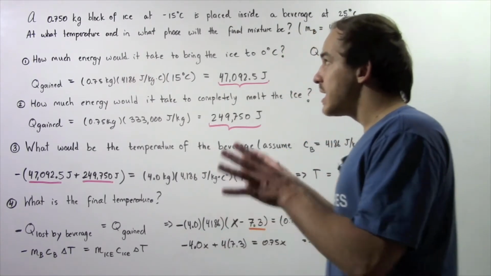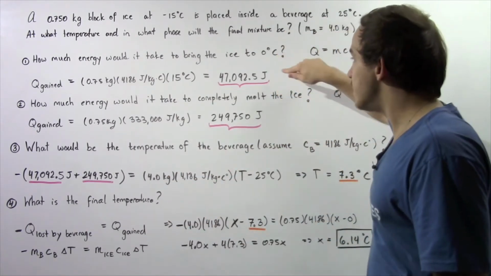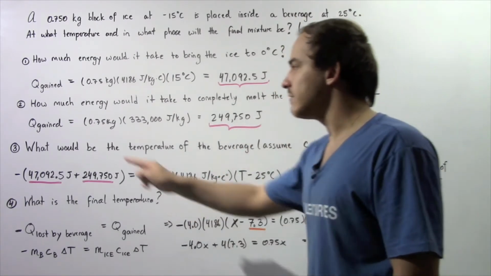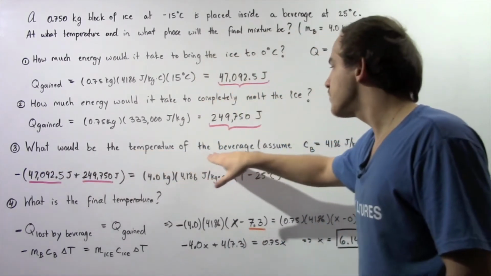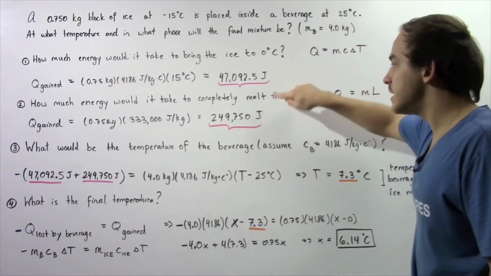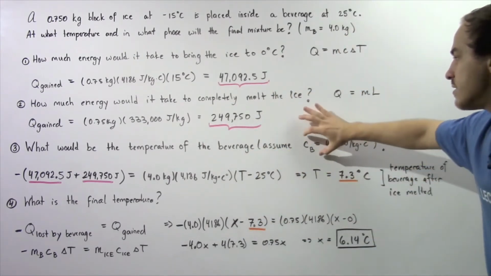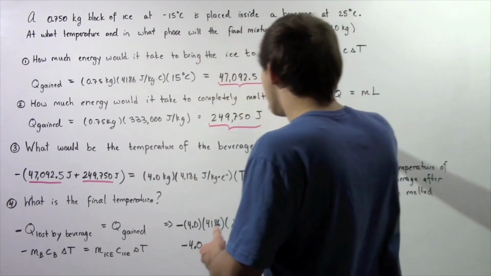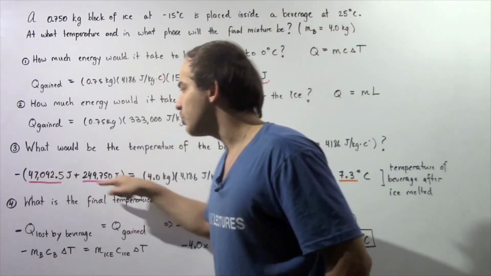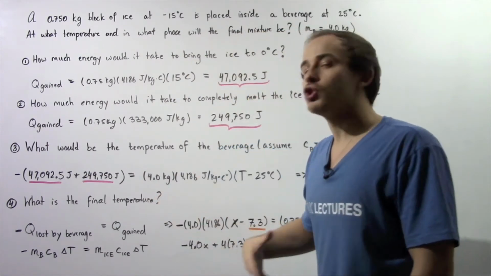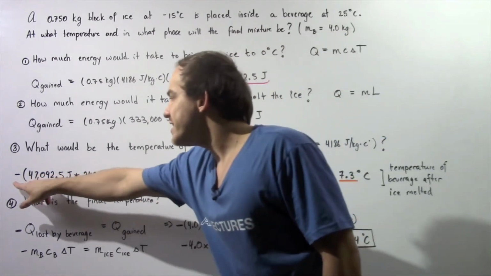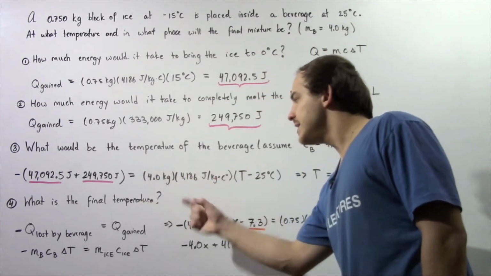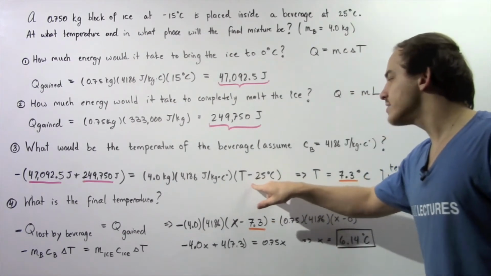So, at the same time that the ice gains this much energy and this much energy, the beverage loses this much energy. So we want to ask ourselves in part 3, what would be the temperature of the beverage after it loses this many joules of energy, assuming that the specific heat of the beverage is the same as that of water. So we essentially want to sum up these two values, and notice our Q value is now negative because the beverage loses that many joules. So negative, the sum of these two values is equal to the product of the mass, our specific heat, which is the same as water, and T minus 25.